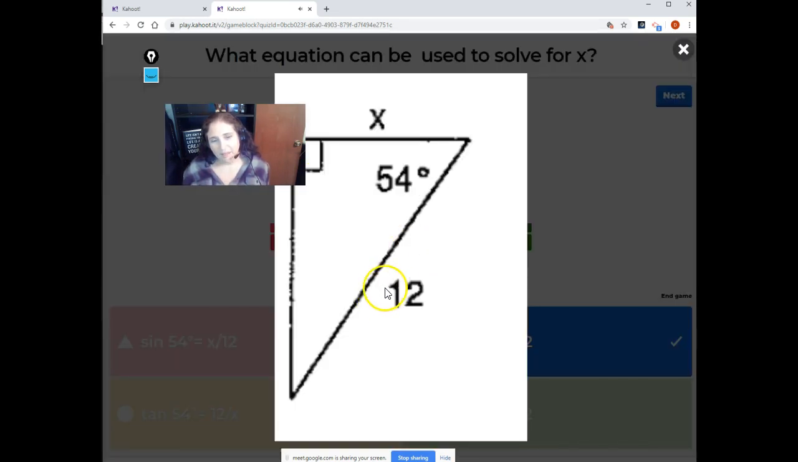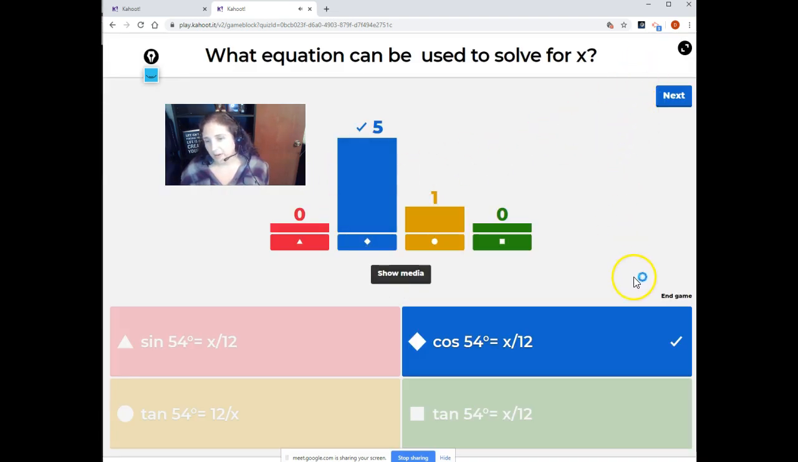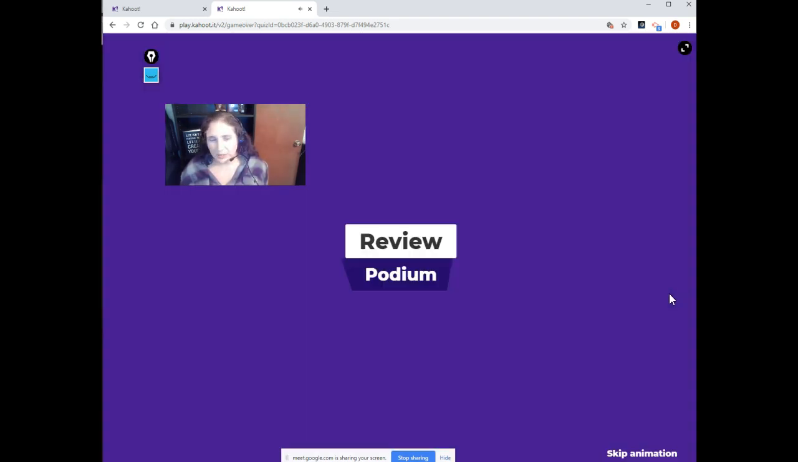Tangent, again, we have the hypotenuse, so it's got to be that one. All right, I'm going to end game this one, and we're going to switch to quadrilaterals.